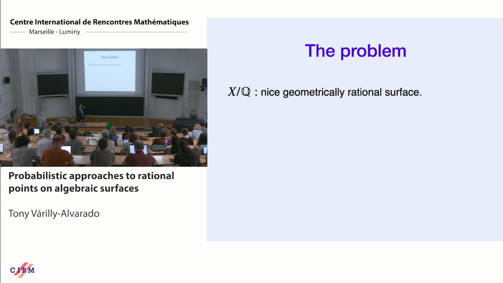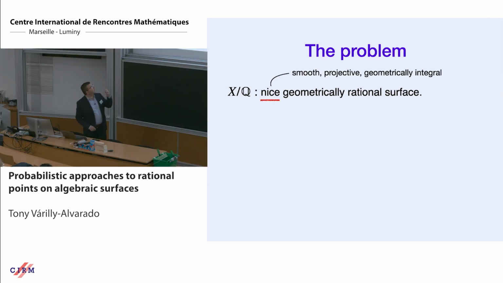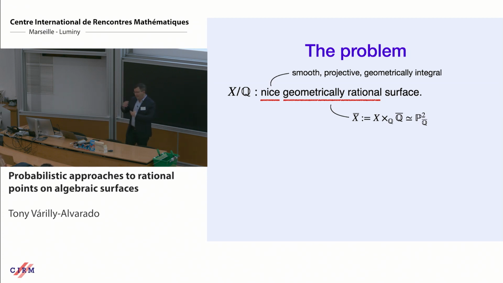I'm going to take X over Q to be some nice, geometrically rational surface. Let me just say briefly what I mean by this, and then I'll address why. By nice, I mean smooth, projective, and geometrically integral. And by geometrically rational, I mean that if I fix some algebraic closure of Q and base extend to that algebraic closure, then my X becomes isomorphic to P2. But that isomorphism is only visible perhaps over Q bar, but not necessarily over Q.